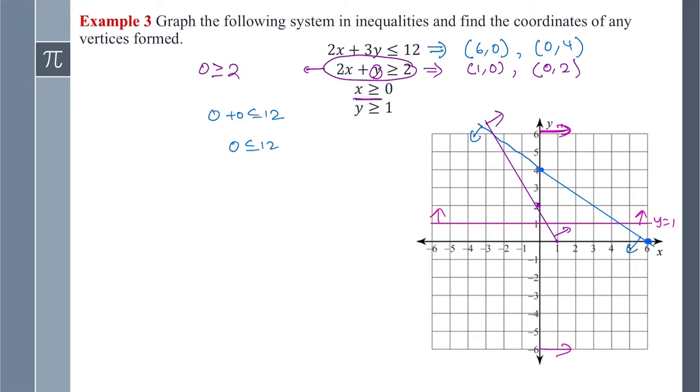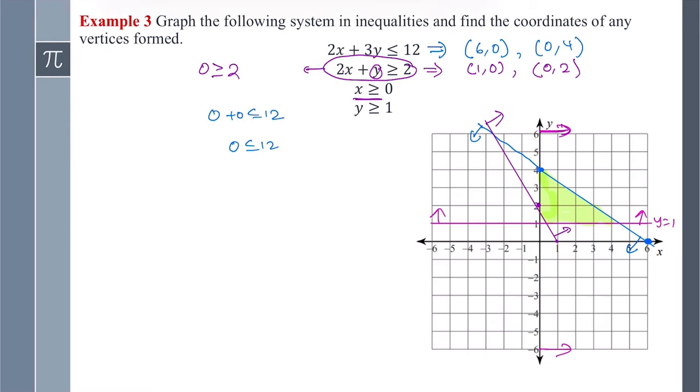Now if we look over here, the solution is the region bounded by these 4 lines. So the solution is in this region right here. This is the solution right here, because it is to the right of the y-axis, above the line y equals 1, below that blue line, and above that purple line. So that is the solution set.